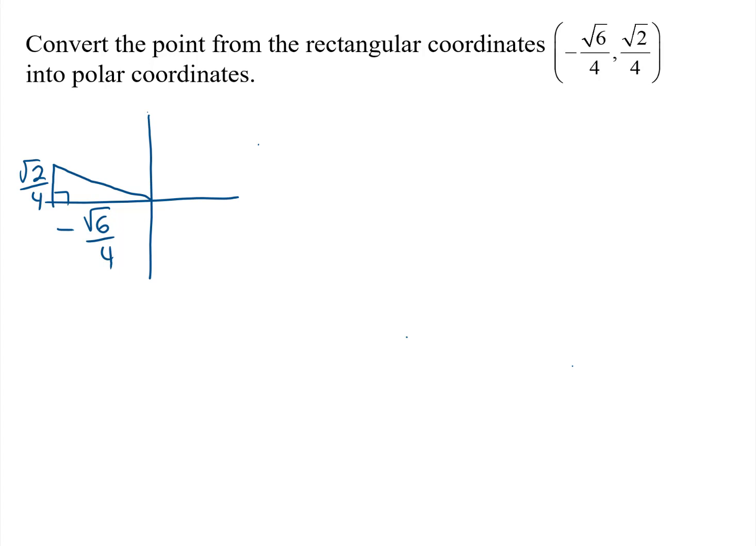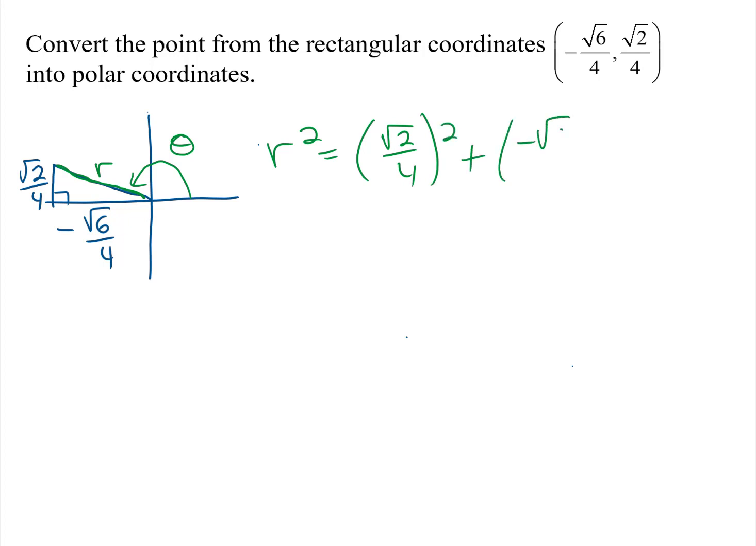And if I want to convert to polar coordinates, I need r, and r is going to be the length of this hypotenuse. And then I also need angle theta. So let's go ahead and figure out r. We know r squared is going to be the square root of 2/4 squared plus negative square root 6/4 squared.